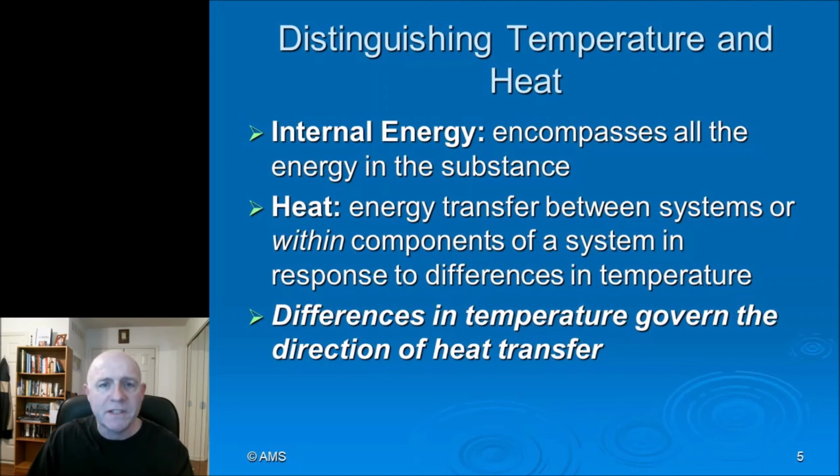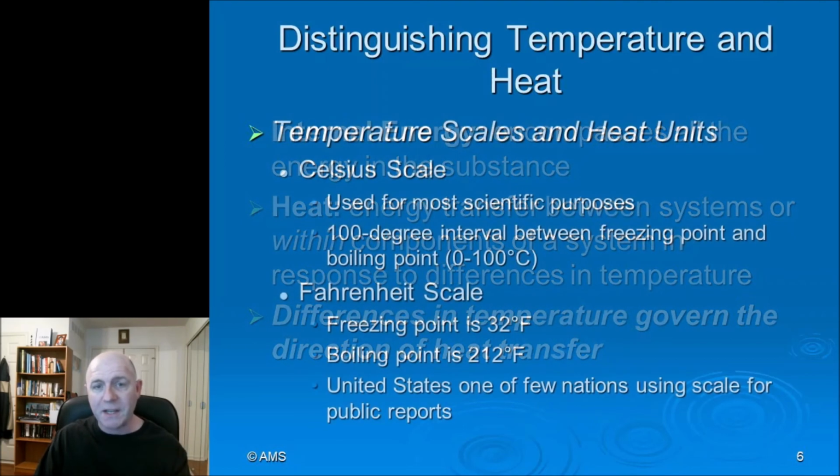To distinguish between temperature and heat, we look at the internal energy of a substance, which encompasses all the energy within that substance or chunk of matter, if you will. Heat is the energy transfer between systems or within components of a system, from place A to place B, if they're two separate systems, or if there's one conglomerate, from one spot to the other. And the differences in temperature across a lateral or horizontal surface govern the direction of heat transfer. I say horizontal in a two-dimensional surface, but obviously with Earth, that's a three-dimensional surface, so we have to think about it in the vertical as well.